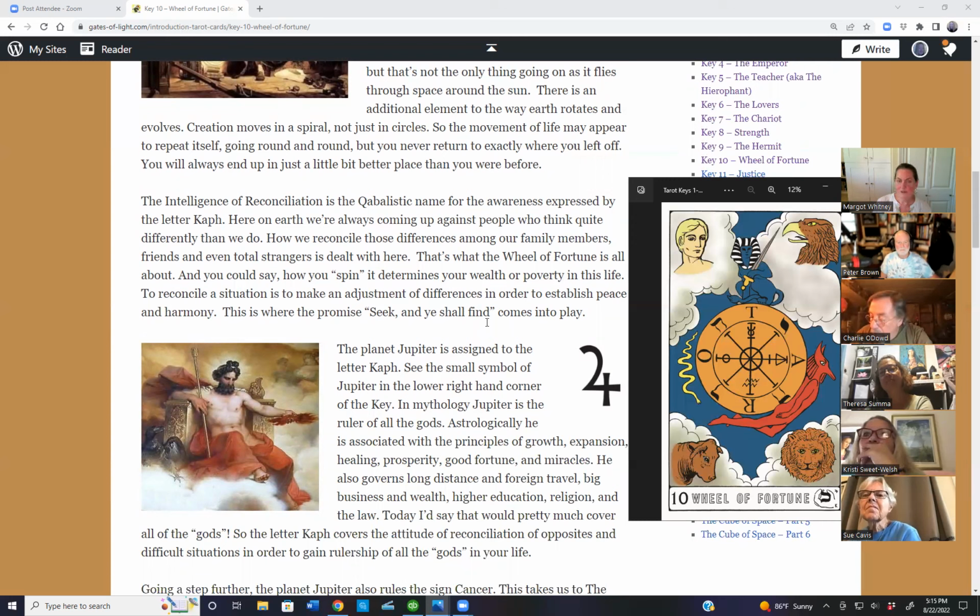Here on Earth, we're always coming up against people who think quite differently than we do. How we reconcile those differences among our family members, friends, and even total strangers is dealt with here. That's what the Wheel of Fortune is all about. And you could say, how you spin it determines your wealth or poverty in this life. To reconcile a situation is to make an adjustment of differences in order to establish peace and harmony. This is where the promise, seek and ye shall find, comes into play.